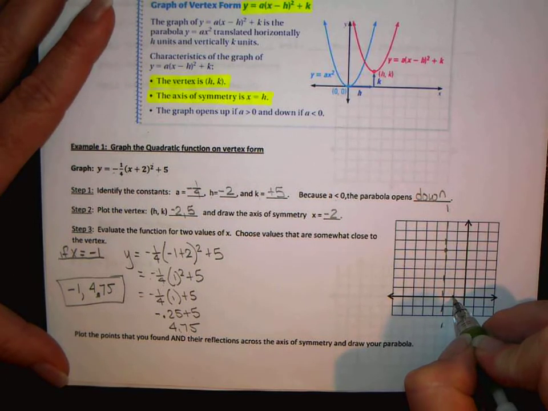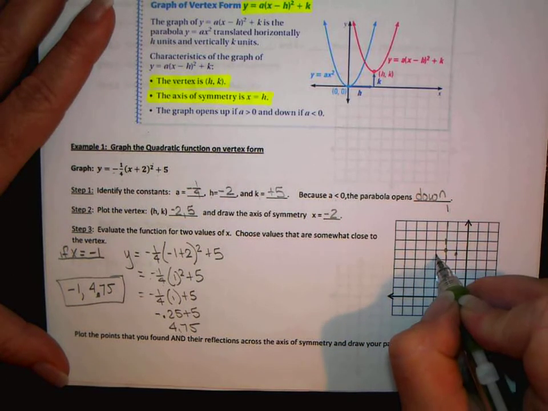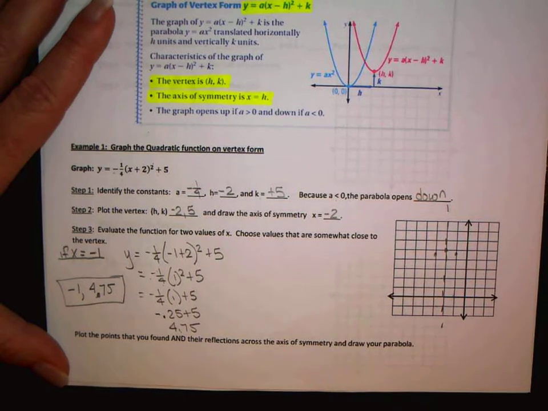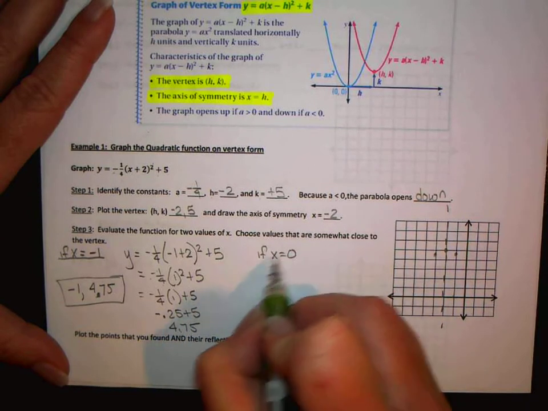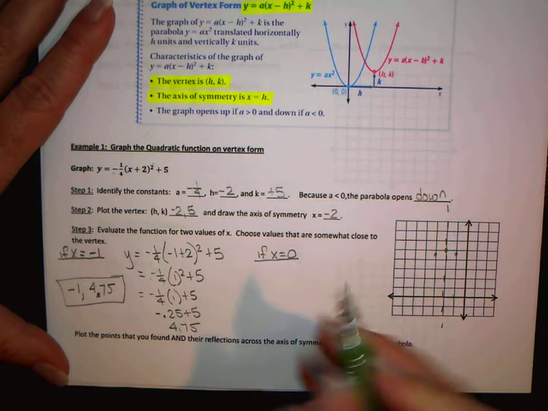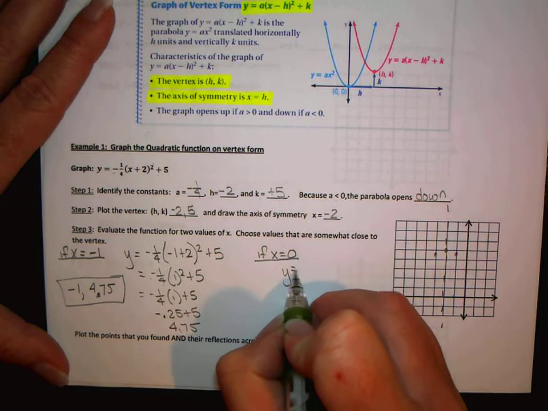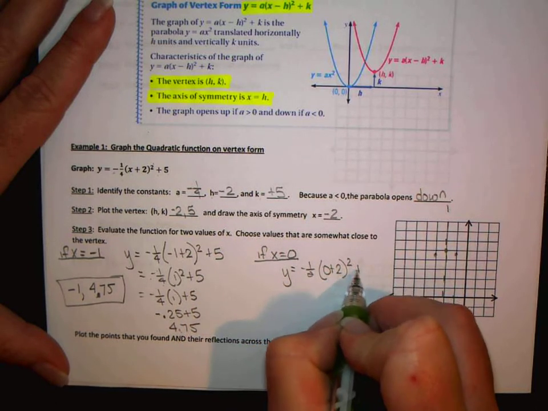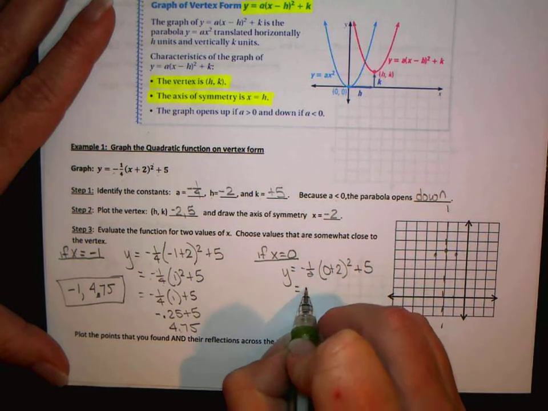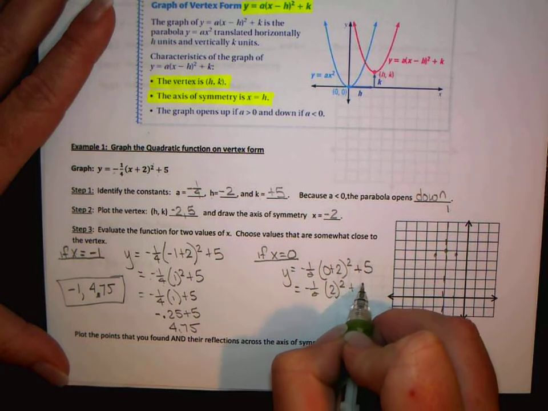Remember, that's almost 5. So somewhere about there, and its reflection. Okay, we could pick 0, and that's probably going to be our best bet. So when x equals 0, what would y be? So y equals negative 1/4 times 0 plus 2 squared plus 5.